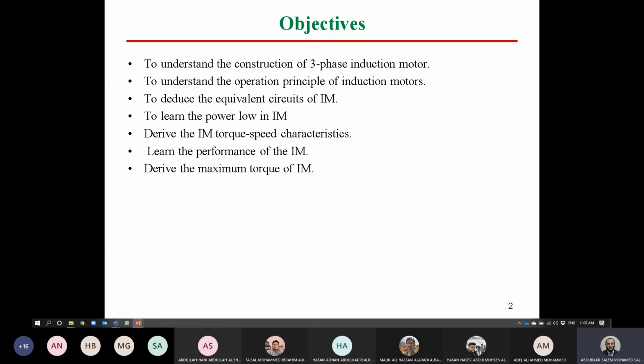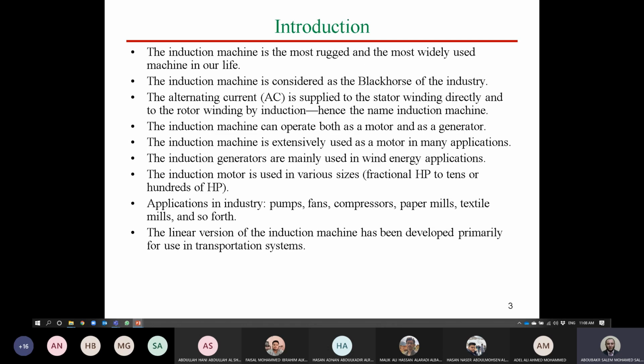So in these slides, we have the objectives, which are to understand the construction of the three-phase induction motor, to understand the operation principle of the induction motors. Of course, all of this is a revision. Then, to deduce the equivalent circuit, to learn the power flow, to derive the induction motor torque-speed characteristic, learn the performance of the induction motor, and derive the maximum torque equation of the induction motor. Of course, guys, as I said, you already learned all of this in 360. However, you are going to fast review these parts just to refresh your knowledge.